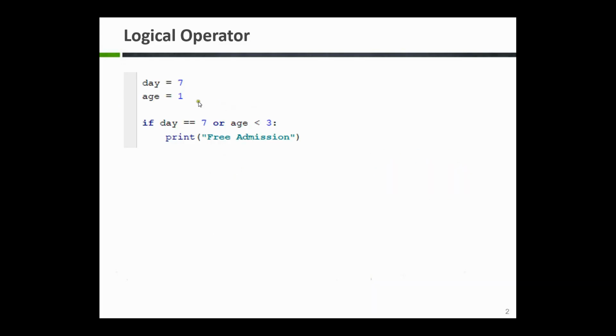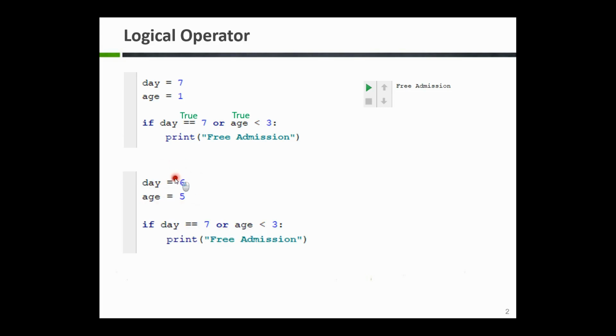Using the same example, we change the age to 1. Let's run through this example. Day equals 7 is true because day is 7. Age less than 3 is also true. In this case, the result is also true because it just requires any one of the test conditions to be true. If one condition or all conditions are true, it still returns true. You will see free admission printed.